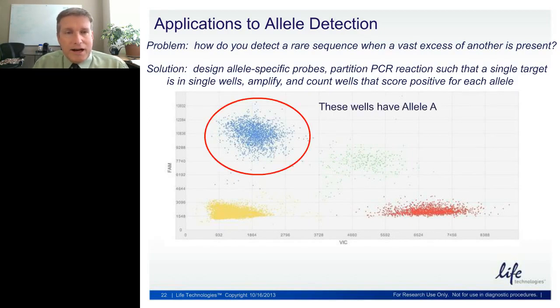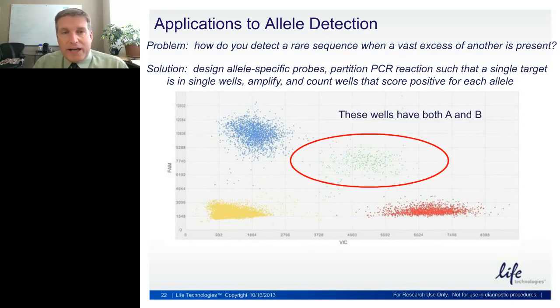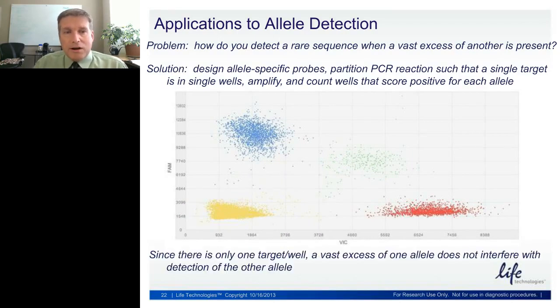The points in this cloud, derived from the wells that have been amplified, have allele A present in them. The wells that are in this particular cloud have allele B. These wells that are colored in green have both A and B in them, so they received a little bit of both. And these wells down here are the ones that are empty and wound up having no target. Neither A nor B are present in those wells. And again, by counting the number of empty wells relative to the FAM signal and the number of wells relative to the Vic signal, we can quantify the number of rare alleles and wild-type alleles that are present, and the ratio of the rare to the wild-type. And since there's only one target per well, having a vast excess of one allele does not interfere with the detection of the other allele.